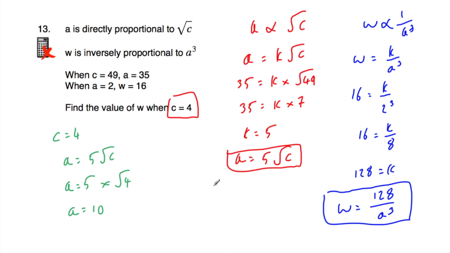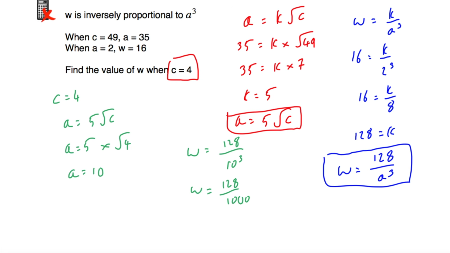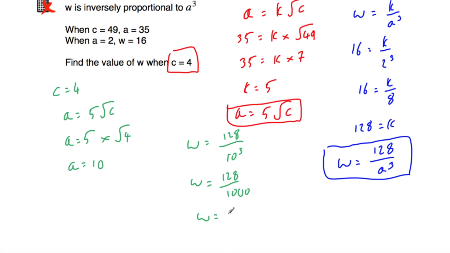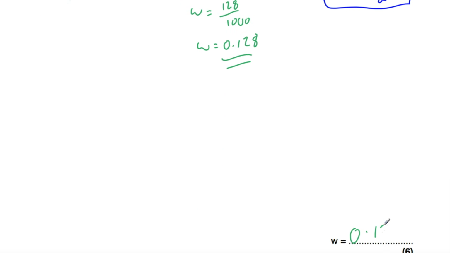Now we're going to substitute that in here. So W is equal to 128 over 10 cubed, just substituting the 10 for the value for A. 10 cubed is 1,000, so we're going to get that W is equal to 128 divided by 1,000. And then when we do 128 divided by 1,000, we're going to get that W is equal to 0.128. And that's it, that's the value of W, 0.128. As a fraction, it would be equal to 16 over 125. But it's a non-calculator question, so that's how I would have done that question there.